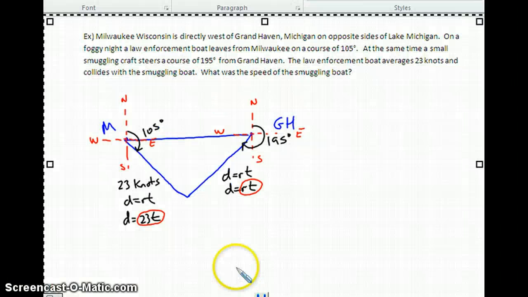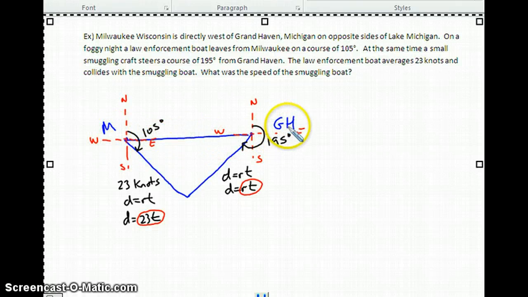Alright, looking at the next example, you'll notice that I've already drawn the diagram for you. The diagram can be kind of confusing, so I'm going to take the time to go through and explain how I got the diagram. So what we have here is it says that Milwaukee, Wisconsin is directly west of Grand Haven, Michigan. So I drew Milwaukee here with the M. I drew an east-west line here, and I put Grand Haven, Michigan there.